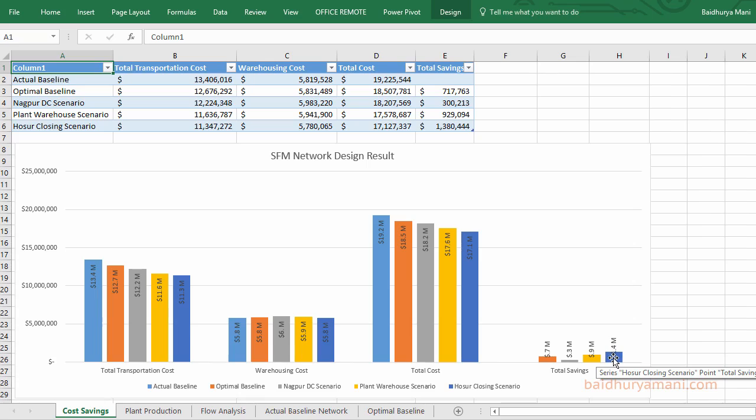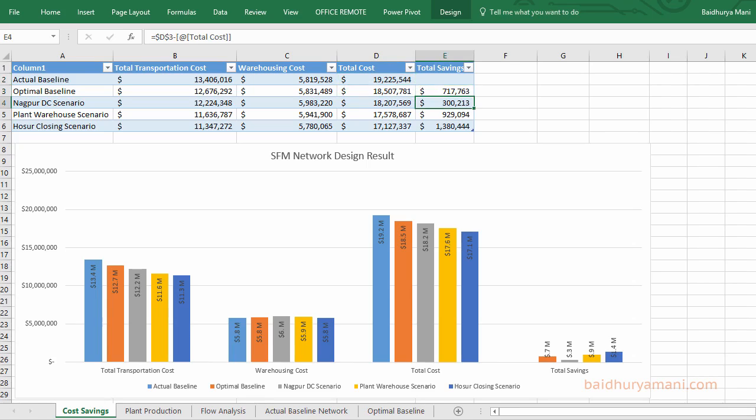Now there is an important thing regarding savings calculation. You need to understand how the savings is being calculated. If you look at the optimal baseline savings, it is calculated by subtracting the total cost for optimal baseline from the total cost for actual baseline. This tells me that if I change my network flows as proposed by the model, I'll save around $700,000.